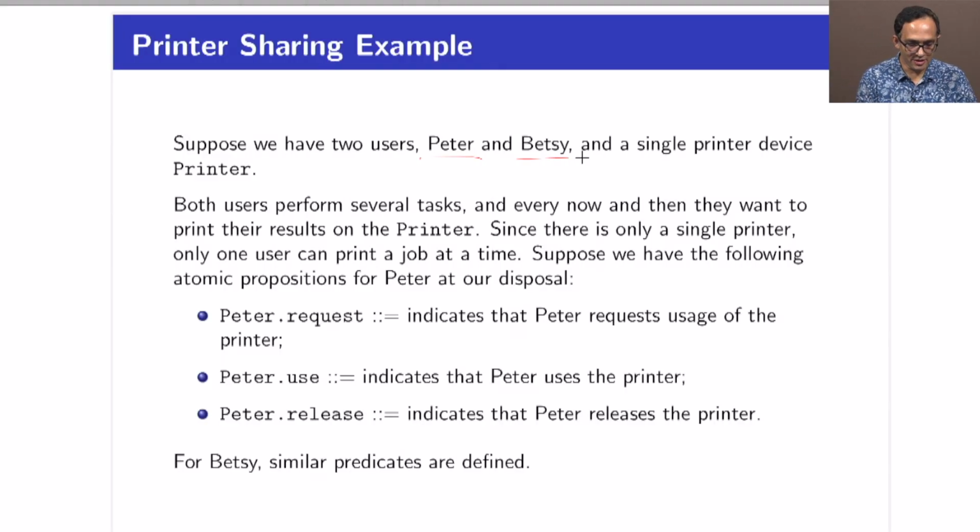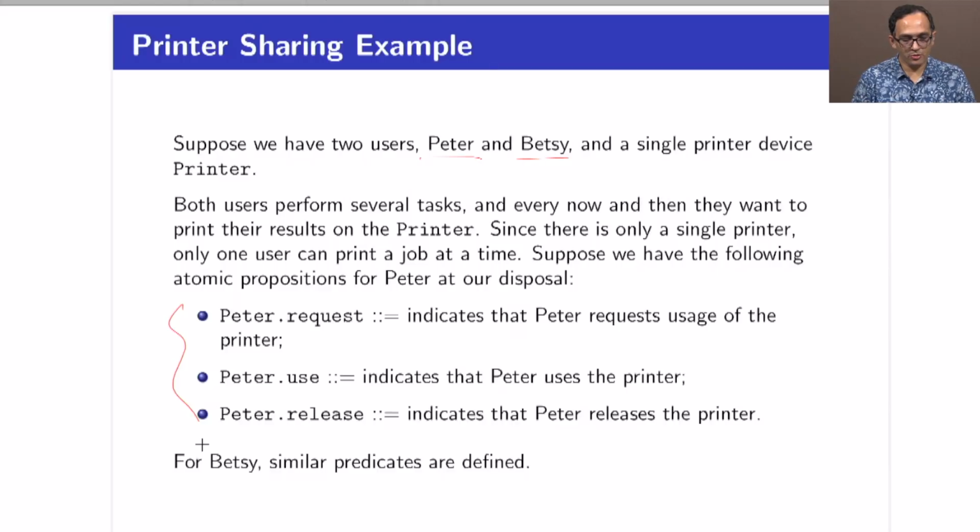So in this case we will have propositions like this, and then I will encode certain properties that ensure the printer sharing is happening in a proper way. To make sure that the printer sharing happens in a proper way, I have to identify certain properties. But as I mentioned earlier, we first have to identify the propositions. So for Peter there can be three propositions.